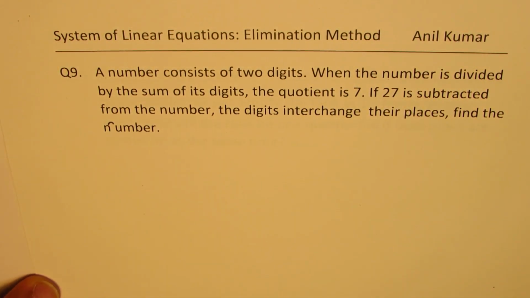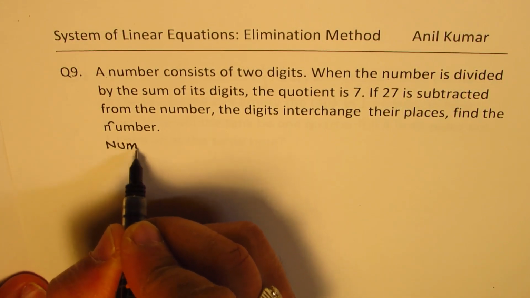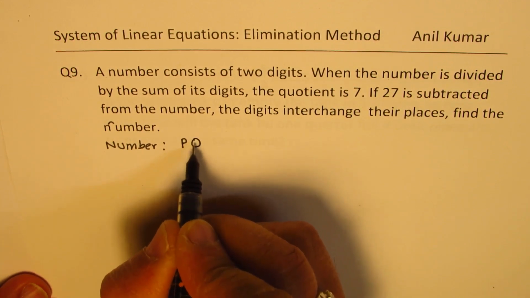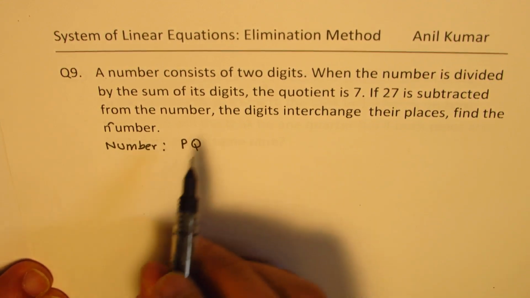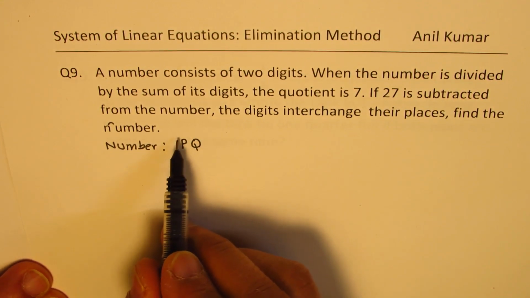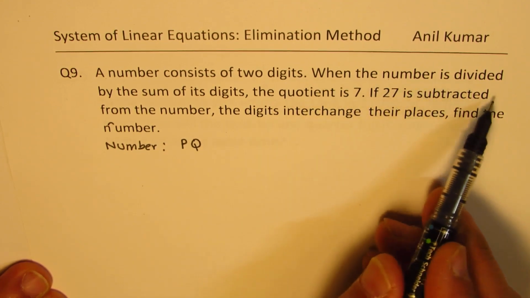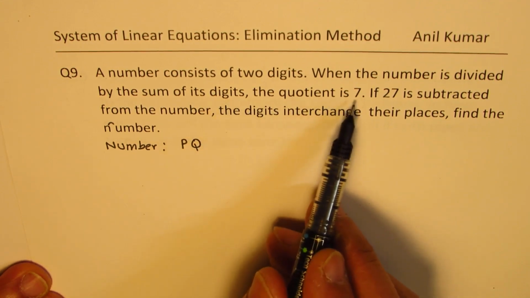Okay. So let's say that the number is PQ. So we are taking the number as, let's say, P times... that is our number. We need to find what is P and what is Q. These are the 2 digits, right? This is ones place, this is tens place. When the number is divided by the sum of its digits, the quotient is 7.